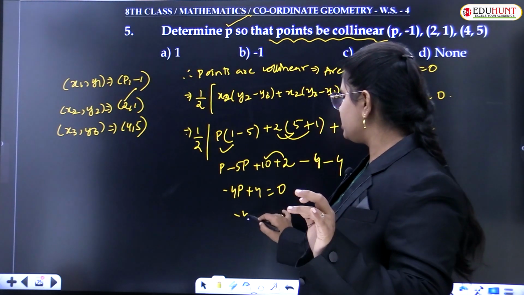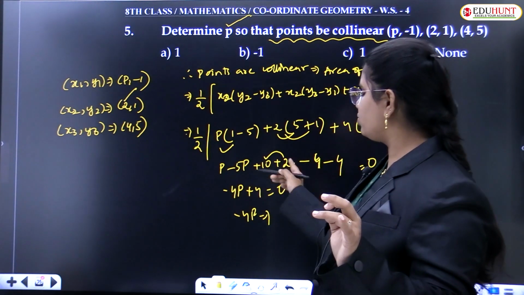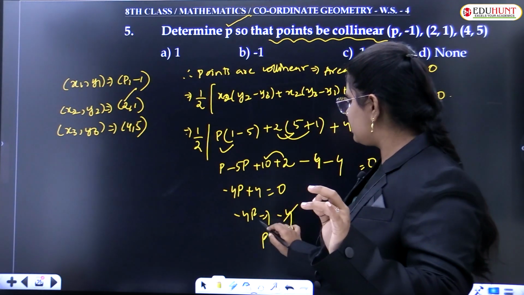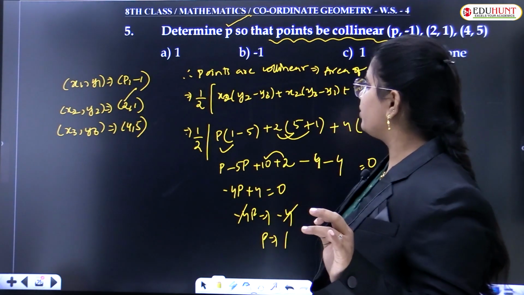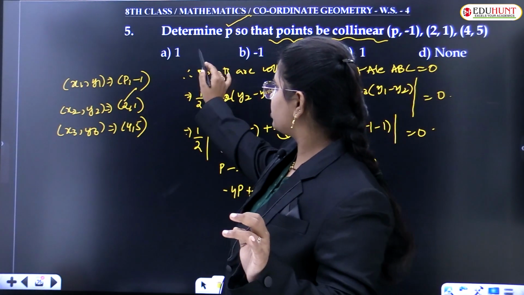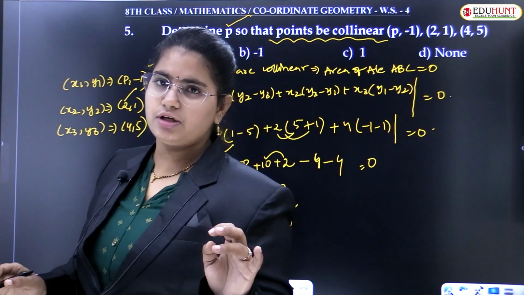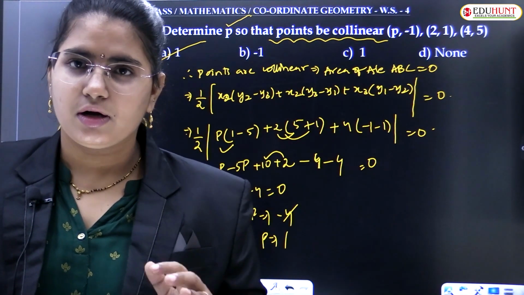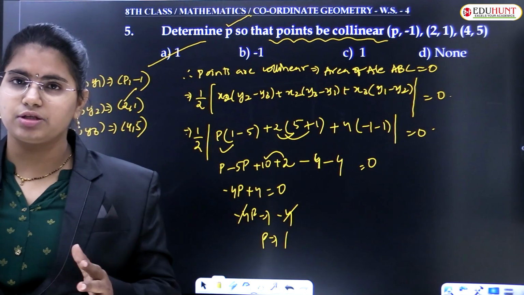Correct. So minus 4P, transferring 4 to that side, it will become minus 4. So what is the value of P? Cancelling minus 4 on both sides, you will get the answer as 1. So that means it will be my option A. I hope you guys are clear with this question.